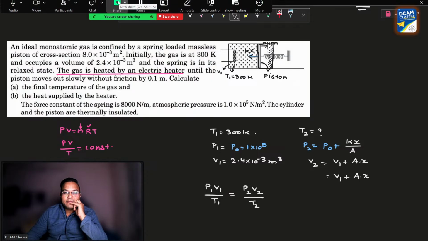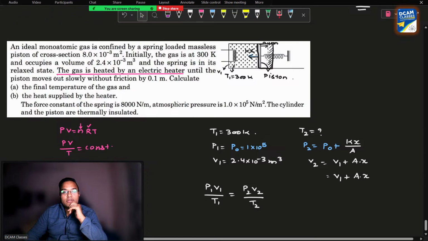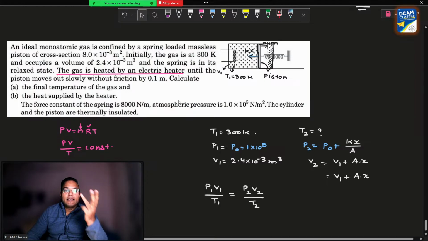Good thinking. This is how you should be thinking. Whether a process can be adiabatic or not, or isothermal or not, we can rule out every possibility. It's not adiabatic because it is being heated by an electrical heater. It cannot be isobaric because pressure is changing. It cannot be isochoric because volume is changing. It cannot be isothermal because temperature is also changing, because they are asking for the final temperature. So no process it's following.